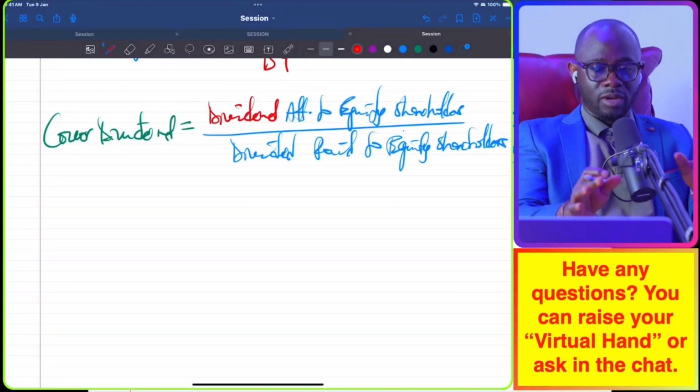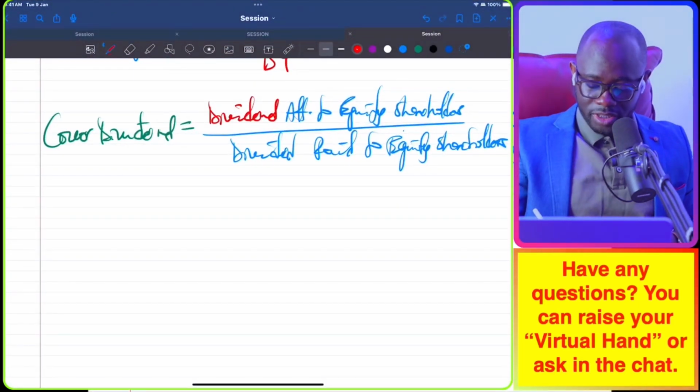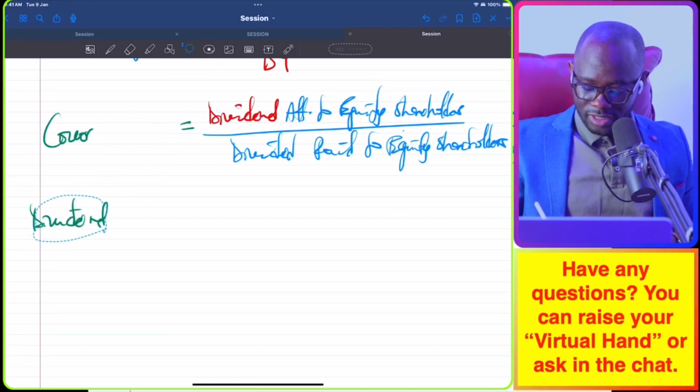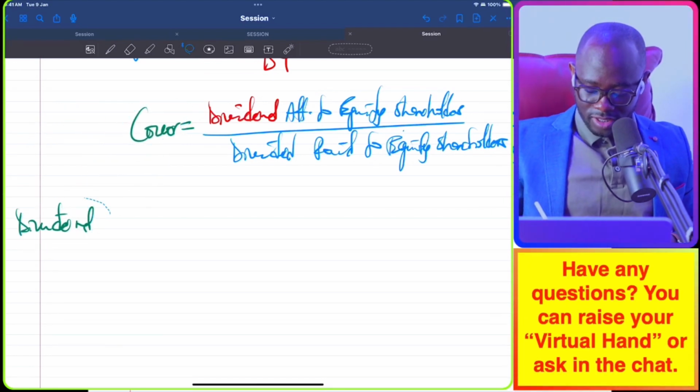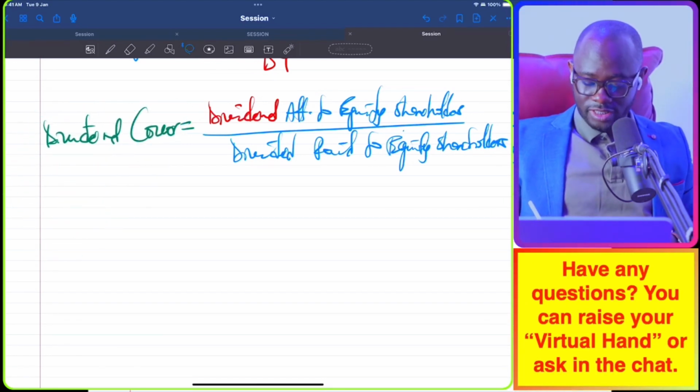So this is the formula for the dividend cover.